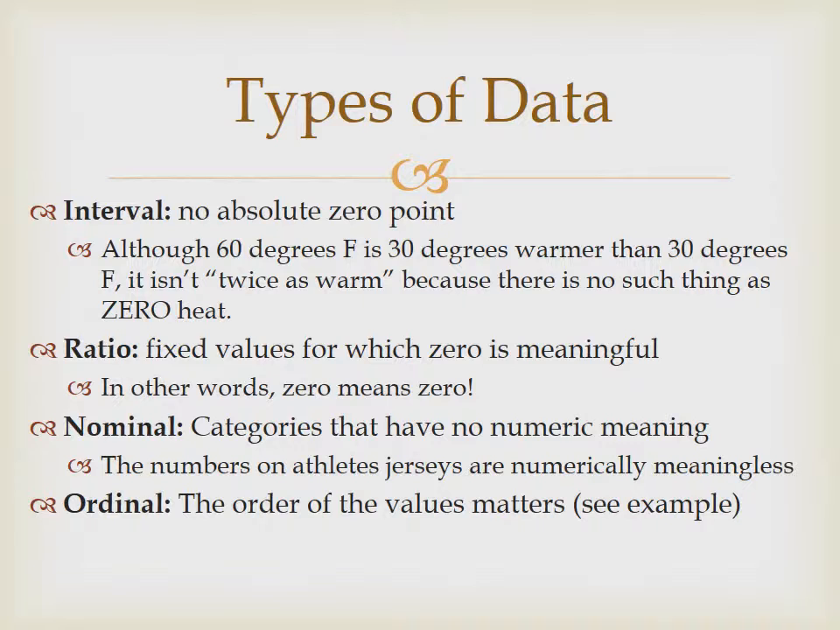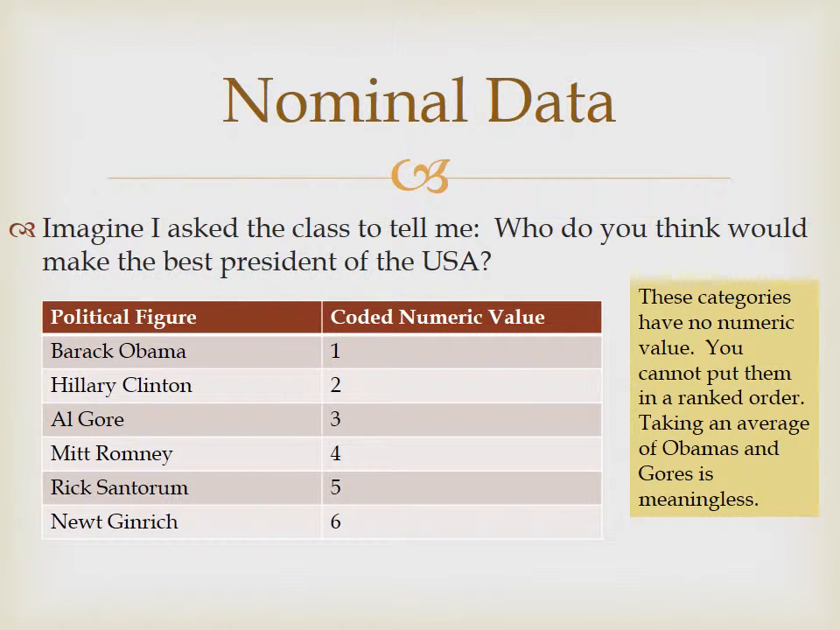And then finally, ordinal data is when the order of the values matters. And we're about to look at an example, I think, first of nominal, and then I'm going to come to an example of ordinal data, where you might rank things in a particular order. Excuse me, they may not necessarily be representing people, but categories.